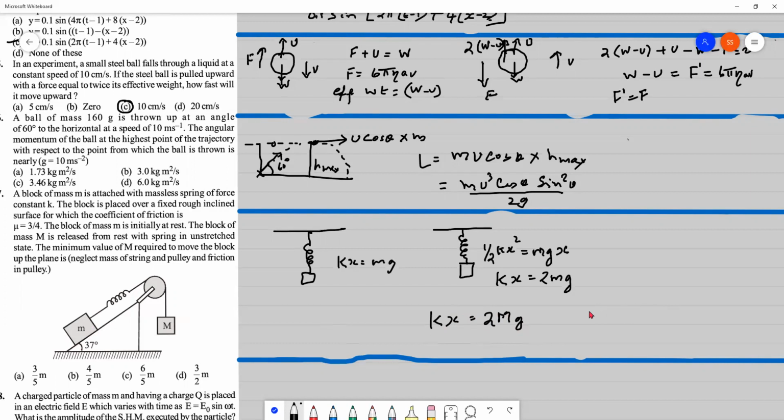For this, I will draw a free body diagram. Kx will be in this direction, and the mg will be in this direction. Mg sin theta actually. This will be mg sin theta.